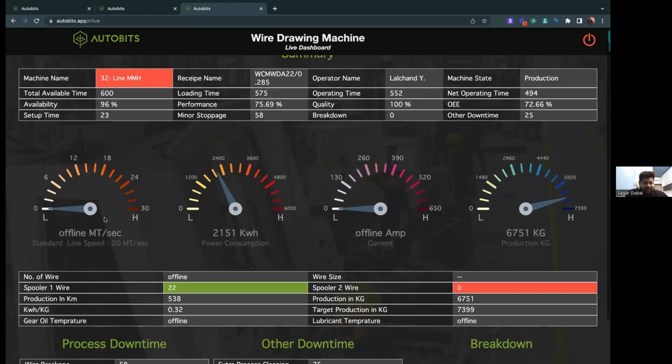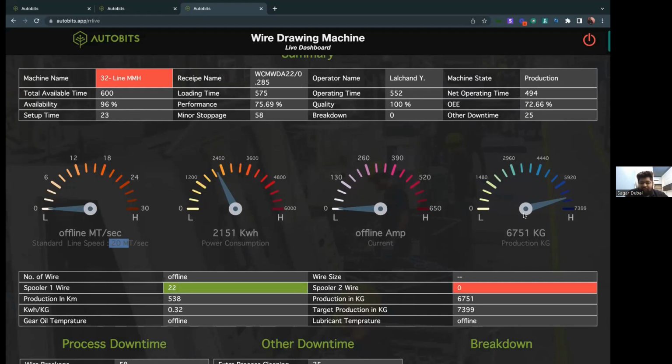It might restart in this. So we've shown the standard speed over here, and the actual speed will be shown over here. What is the power consumption? We've shown how much power it is consuming. Then current: we can see the machine is offline, so once the machine starts, it will show.